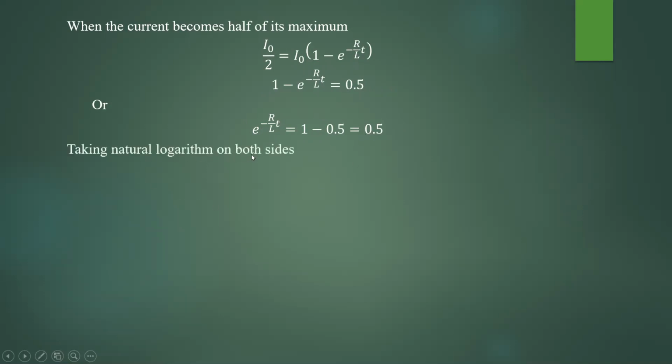Now take natural logarithm on both sides. You take ln on both sides. Log of e to the power minus R by L into T equal to log to the base e of 0.5. So that will give you minus R by L into T, since log of e to the power x is nothing but x. That is equal to ln of 0.5. So you have to use the logarithmic equation. Next you solve. You put R and L, you find T value.